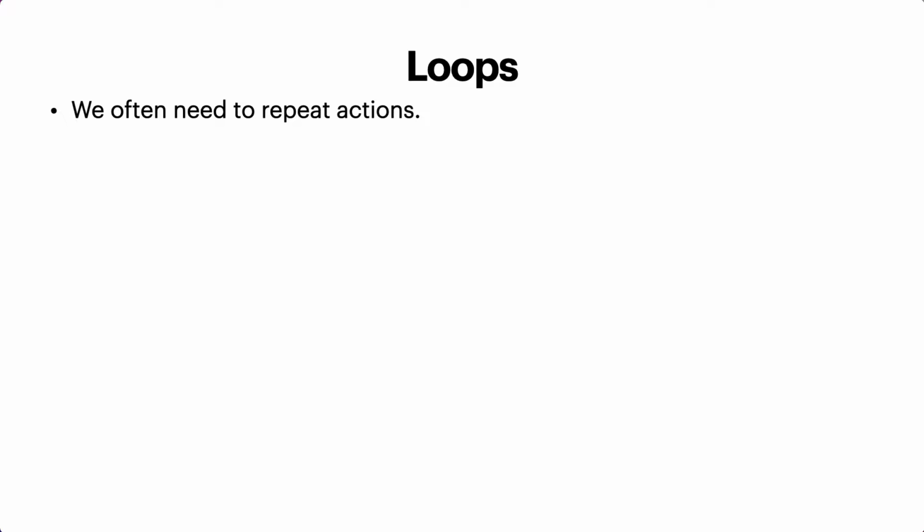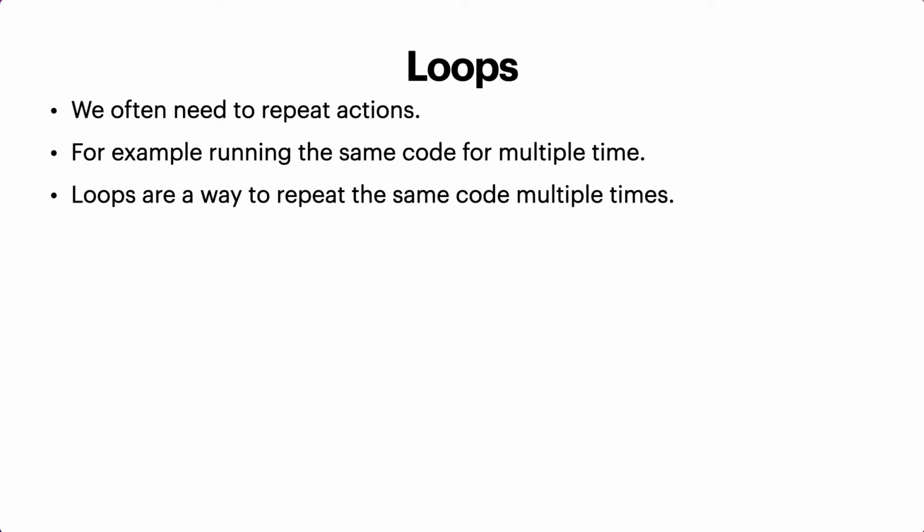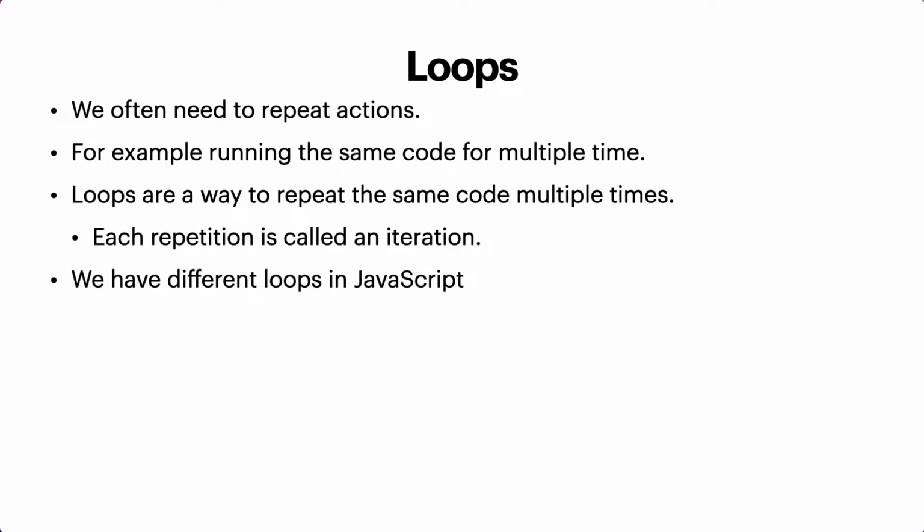We often need to repeat some actions in JavaScript or any programming language, for example, running the same code multiple times. Loops are a way to repeat the same code multiple times. Each repetition in a loop is called an iteration. We have different loops in JavaScript, so let's learn about them one by one.